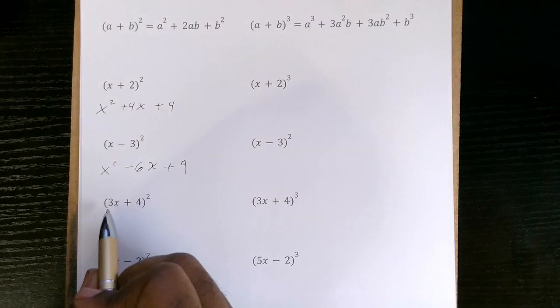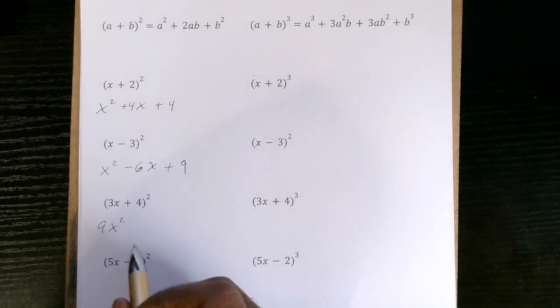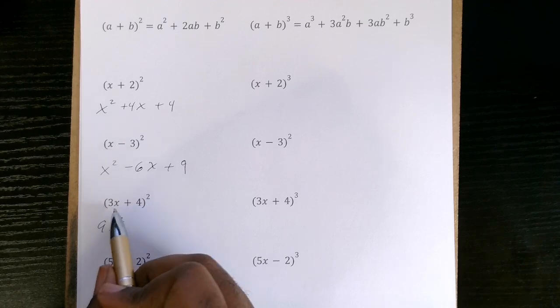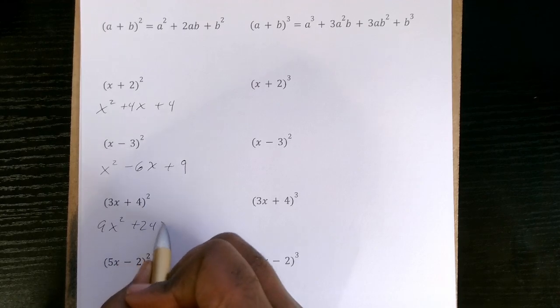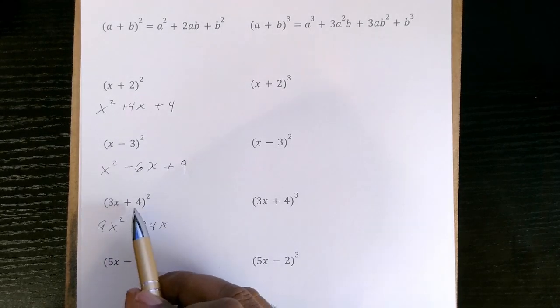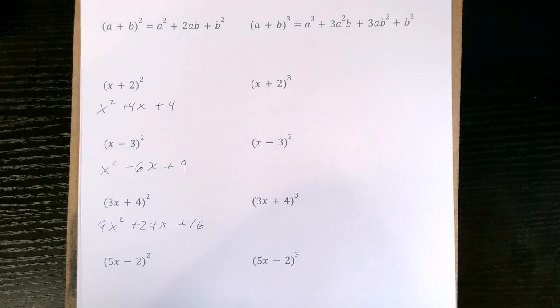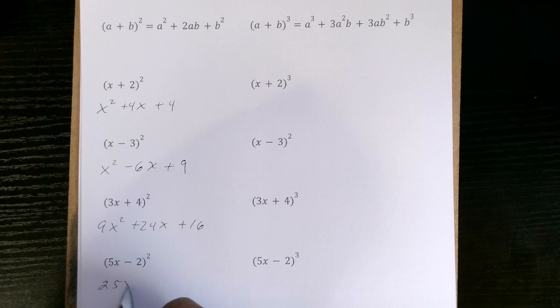Here, 3x times 3x is 9x squared. 3x times 4 times 2 is going to be 12 times 2, which is 24, so it's going to be positive 24x. And then 4 times 4, which is going to be 16. And that finishes. Next, 5x times 5x is 25x squared.